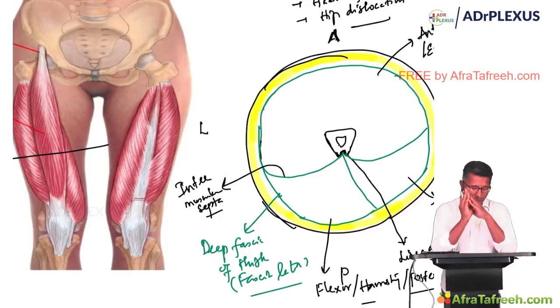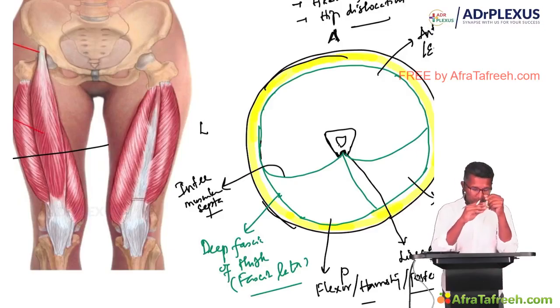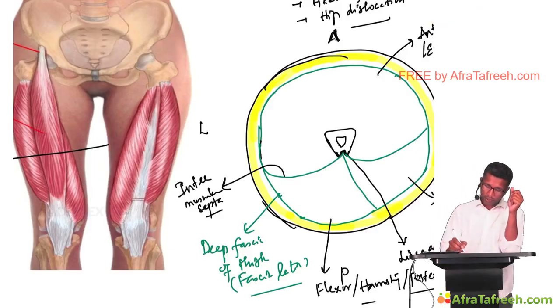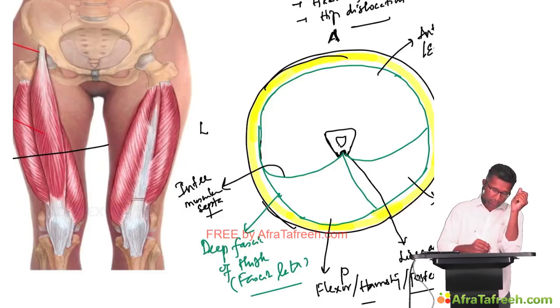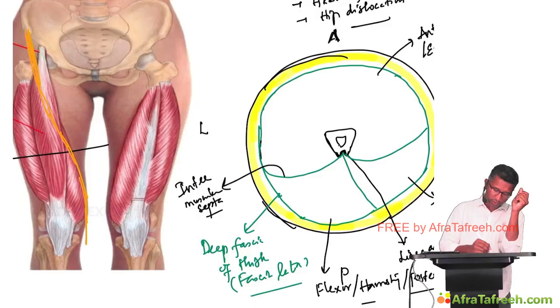If you see the thigh here, there is a big muscle running across the thigh from the lateral to the medial aspect. I can see a big muscle running across the thigh like this. This muscle is nothing but the sartorius muscle. So what is this muscle?